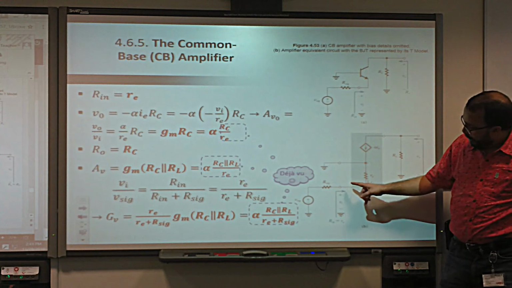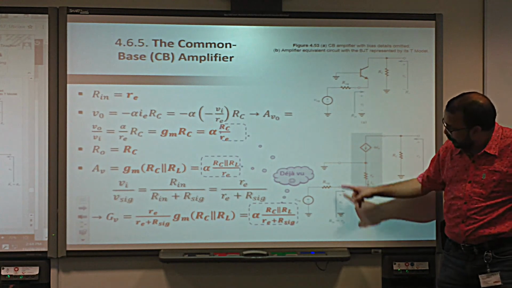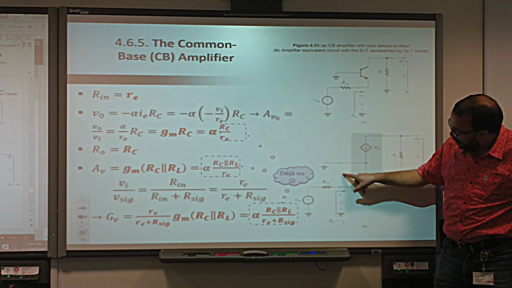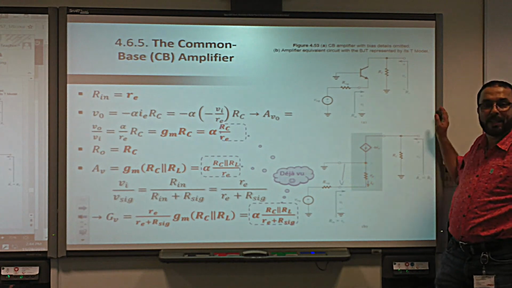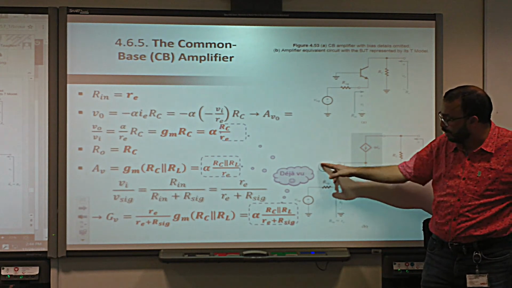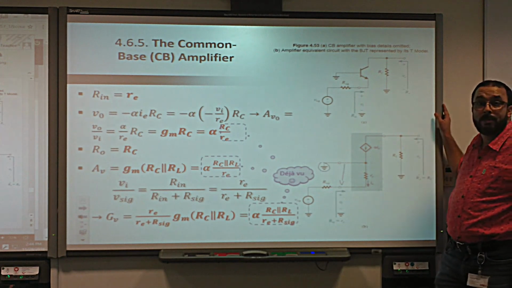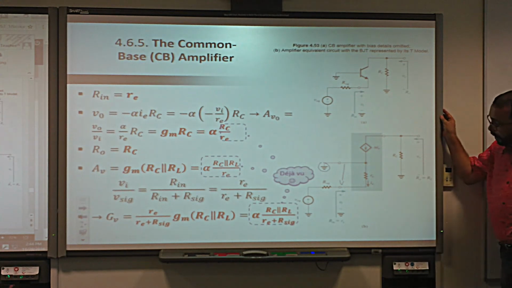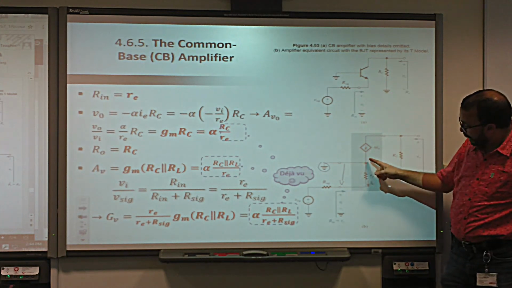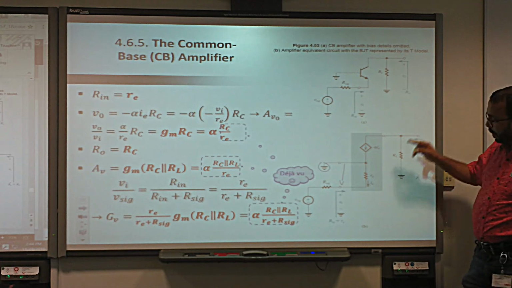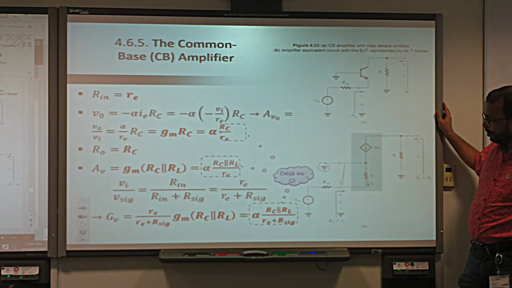Very interesting. As you can see here, the input is between the emitter and the ground, which is actually the same as between the base and the emitter. Yes or no? Because the base is already ground. Yes. That's it. You can see that this voltage divided by this current is going to be what? RE. Yes or no? Okay?